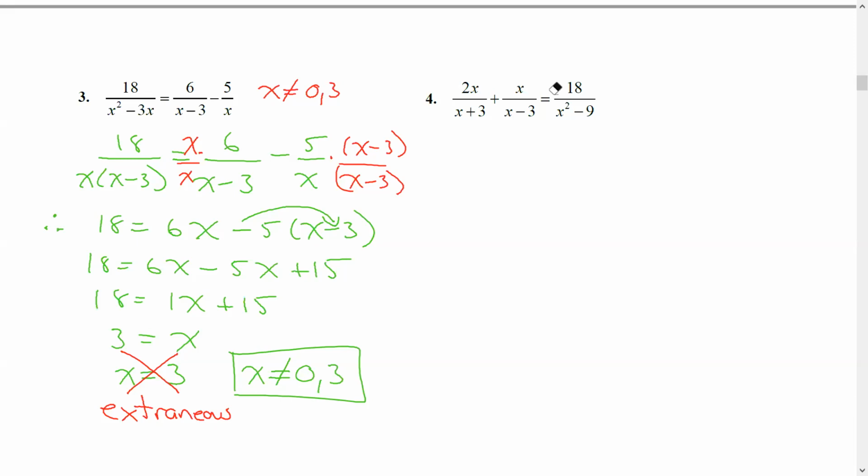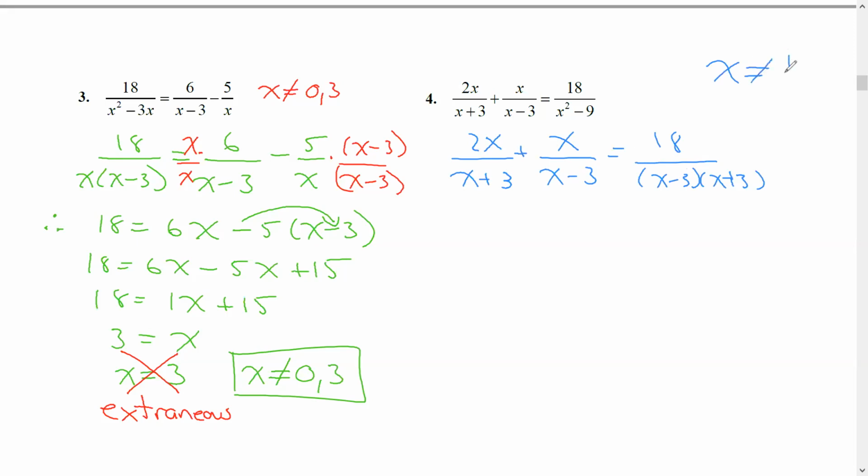All right, number 4. First step, can I factor? Oh yeah, right on the right-hand side. So I'm always factoring. It's the first step in everything in this unit. Okay, non-permissible values, x can't equal positive or negative 3. Common denominator, I'm pretty sure you can see is (x plus 3)(x minus 3). So this needs an x minus 3. This needs an x plus 3.